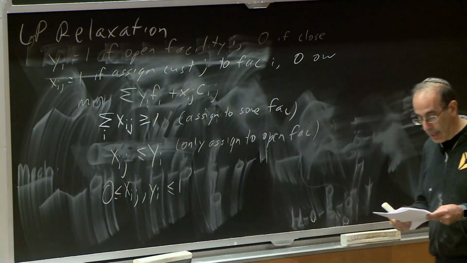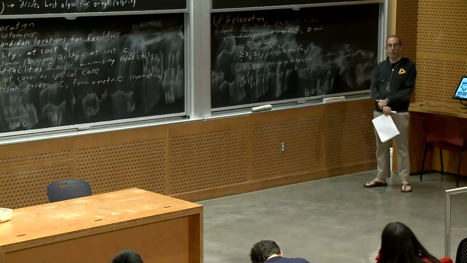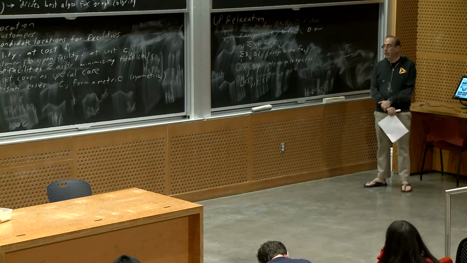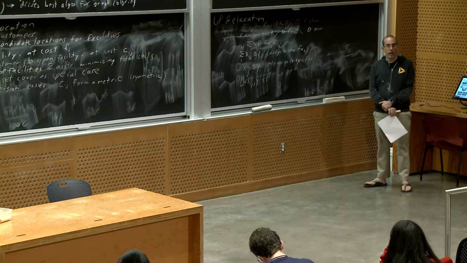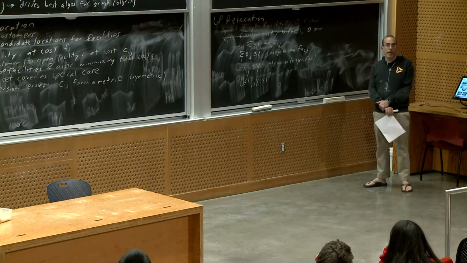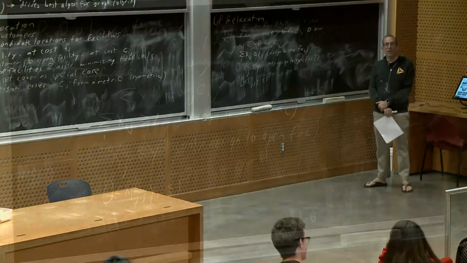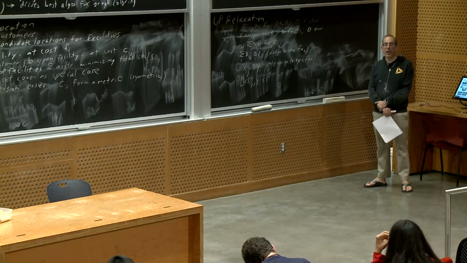So there is our LP relaxation for the facility location problem. And we can give it to any LP solver and get a fractional solution. So all that remains is to round it. And that will take most of next lecture. Any questions? OK, half of next lecture.